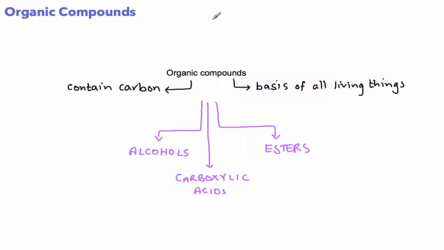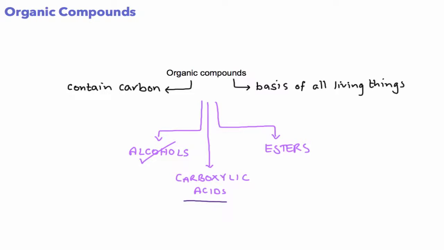Hello and welcome. We are looking at our organic compounds, and this is a second video to look at organic compounds. If you remember, we said that organic compounds were the basis of all living things. They contain carbon, and the examples that we wanted to know about were the alcohols, carboxylic acids and esters. We have done the alcohols. We are now going to look at another group of organic compounds called the carboxylic acids.